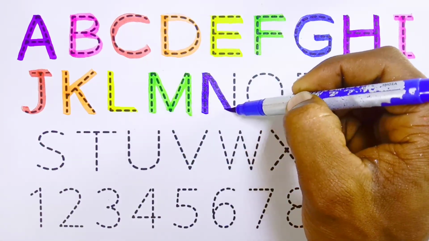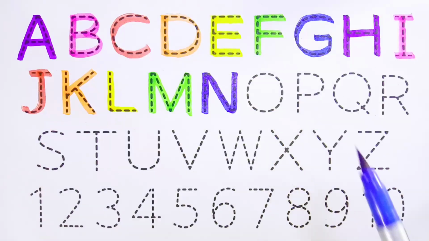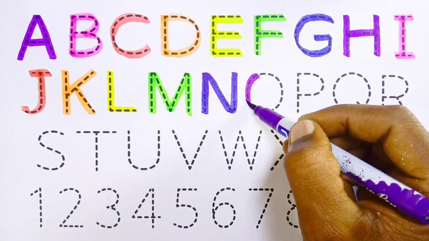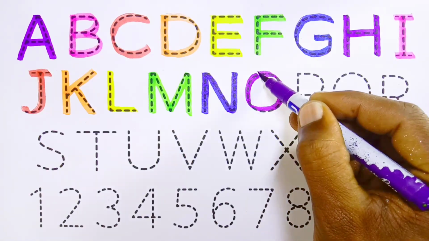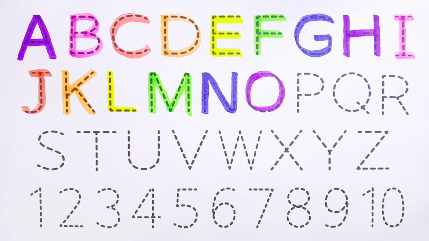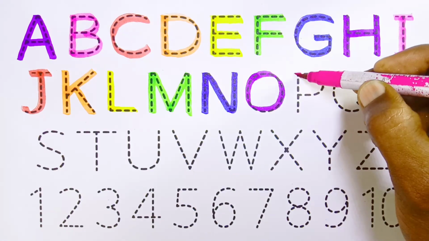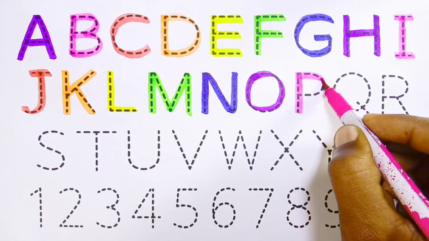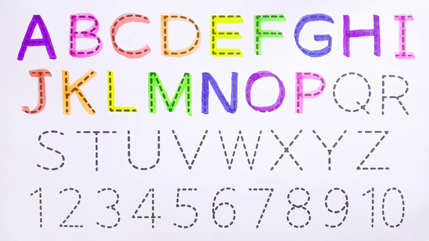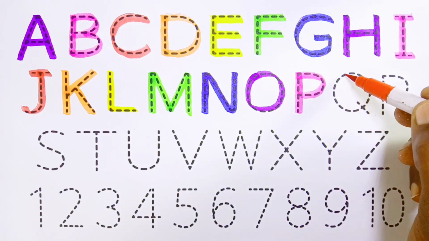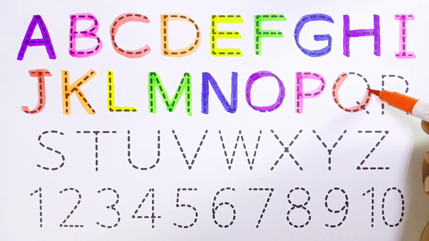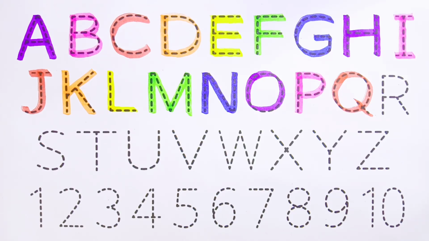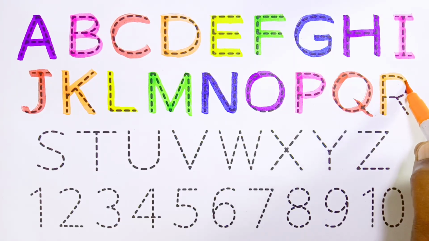N, N for nest. O, O for owl. P, P for pencil. Q, Q for queen. R, R for rat.